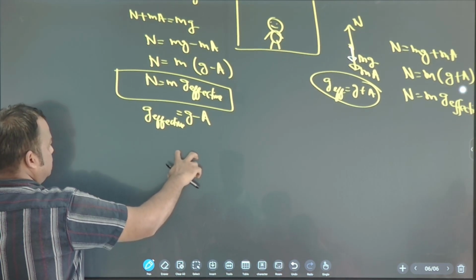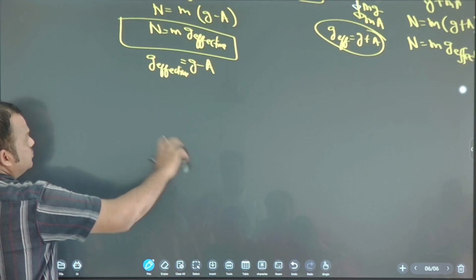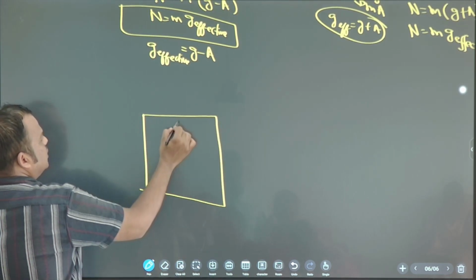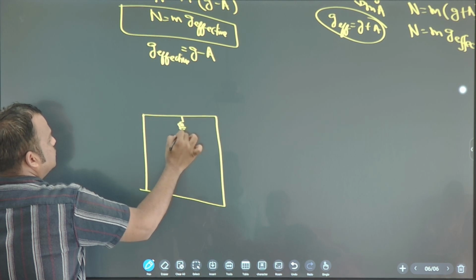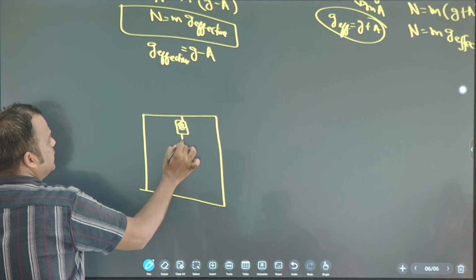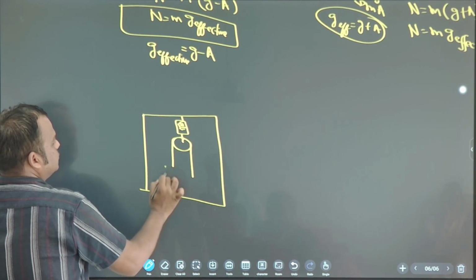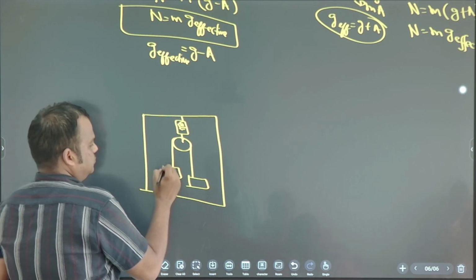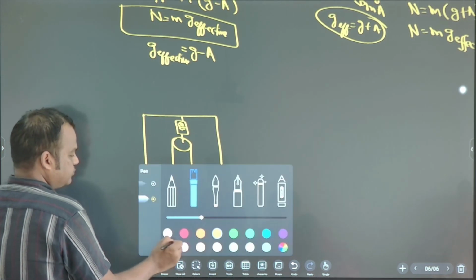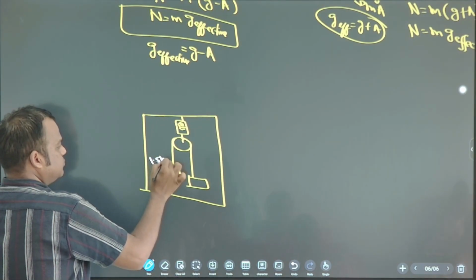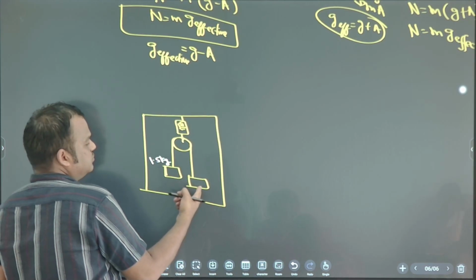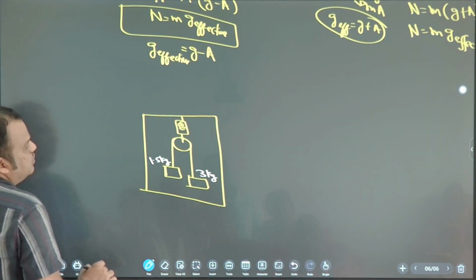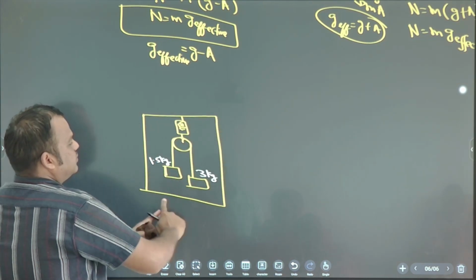Now one question is there in your DPP. There is an elevator, there is a spring balance here, and one pulley is there, and two blocks are connected. Now what is the mass of this block? 1.5 kg, and this is 3 kg. This is 3 kg. And this is the elevator.